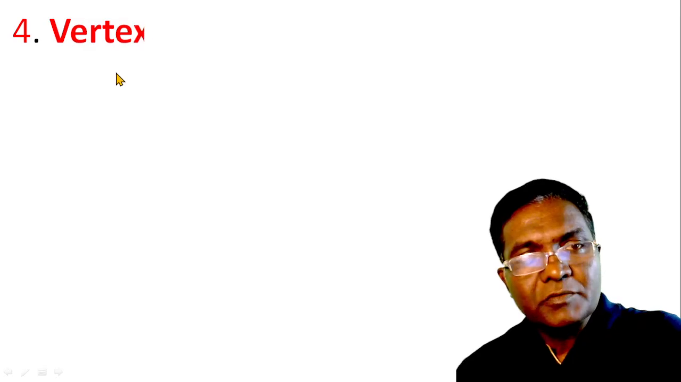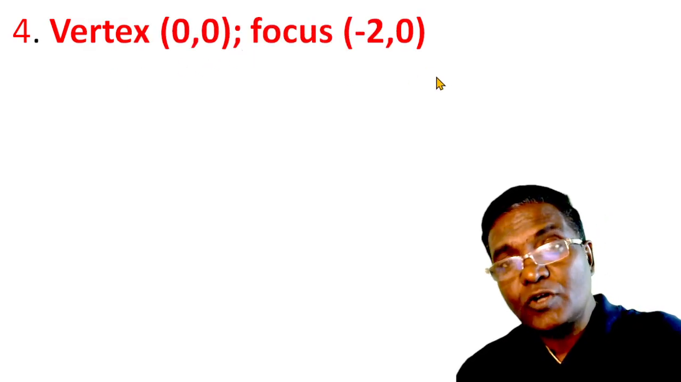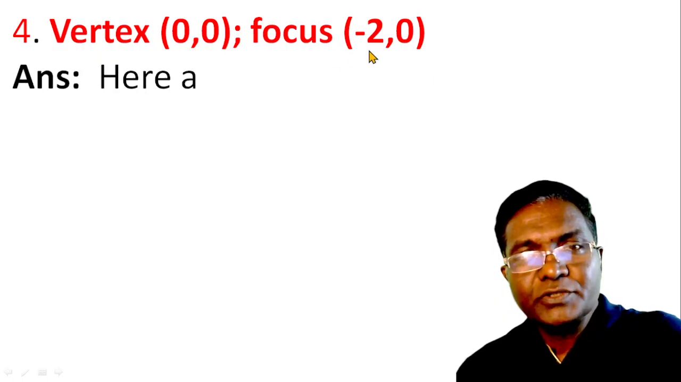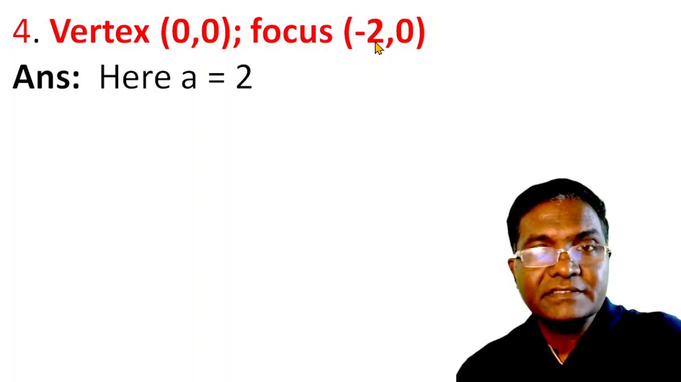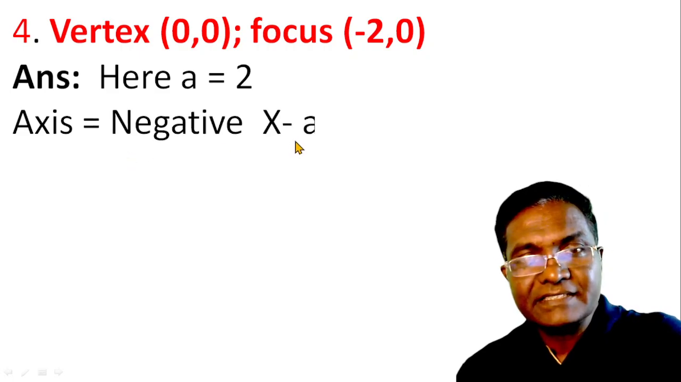Yes. One more example. Vertex is 0, comma 0 and focus is minus 2, comma 0. So what is the position of focus? Focus is on the negative x-axis. So a is 2 here and the axis is the negative x-axis.